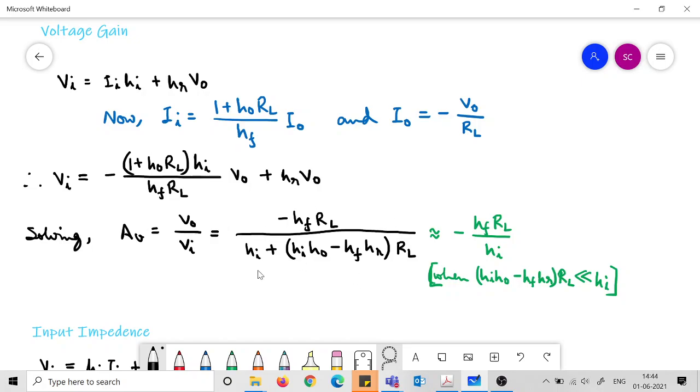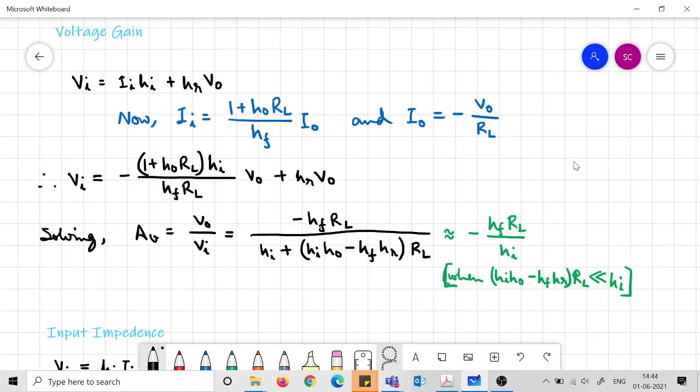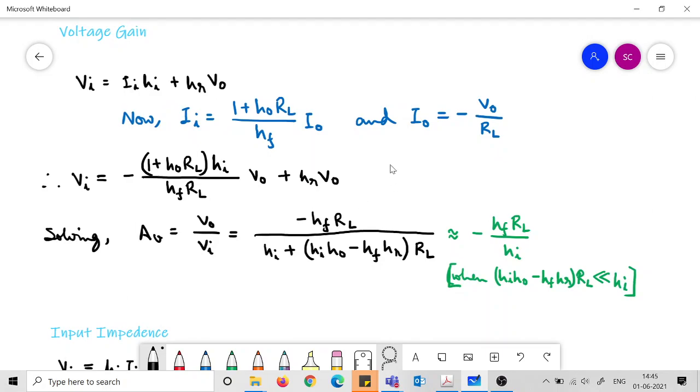So I don't know if you will remember this or go for solving this, but whatever be it, just remember the steps at least. Which are the steps to be followed to find this equation out? Otherwise, remember this well. Okay, but again there is an approximation. The approximation can be employed when this term is much less than this term, then you can neglect this term, and the voltage gain AV becomes minus HF RL by HI, minus HF RL by HI.